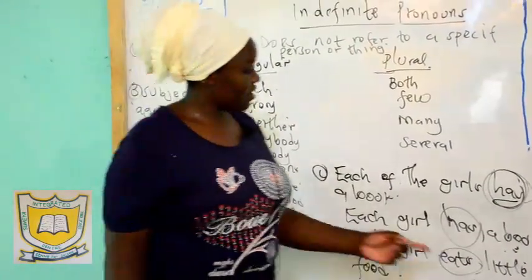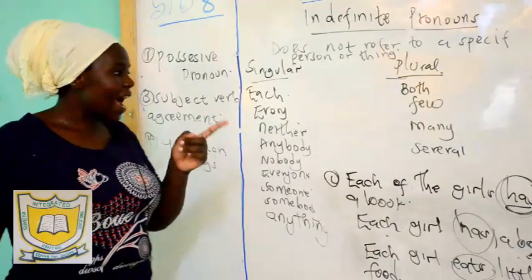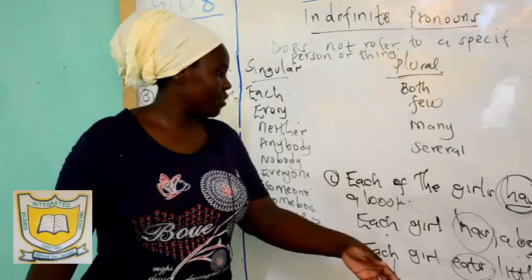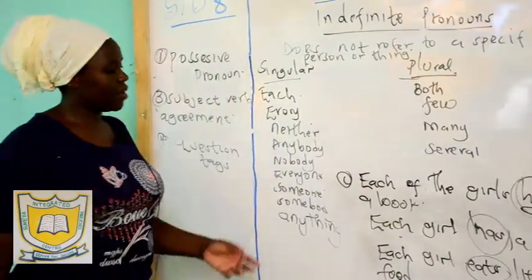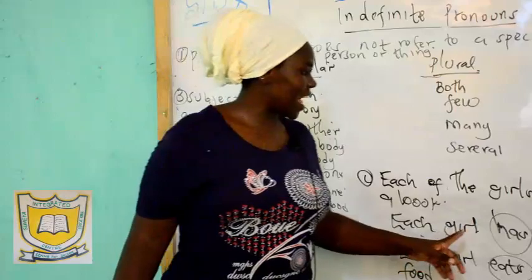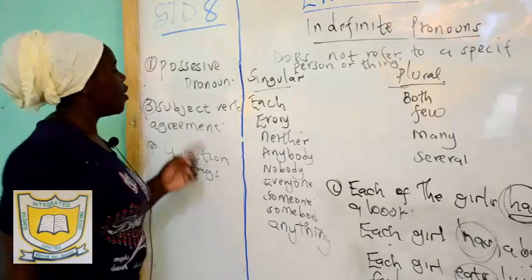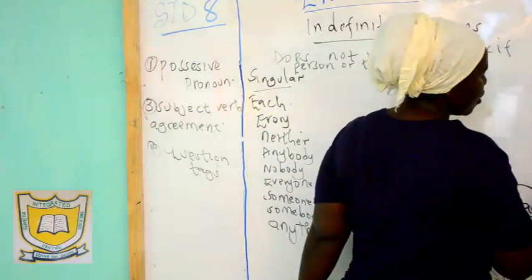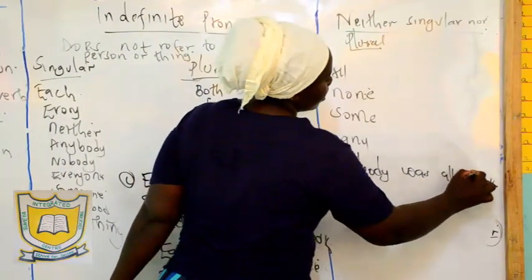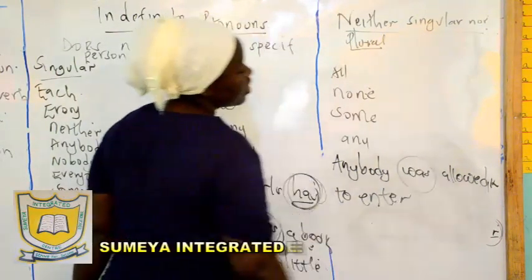So when it comes to the present simple tense, when you are talking about singular indefinite pronouns, they take a singular helping verb or they take a plural verb. If I say it is a plural verb, it has an S on it. So you can say each girl eats little food. But I'm going to say each girl has a book, which is a singular helping verb. Or we can say anybody was allowed to enter.